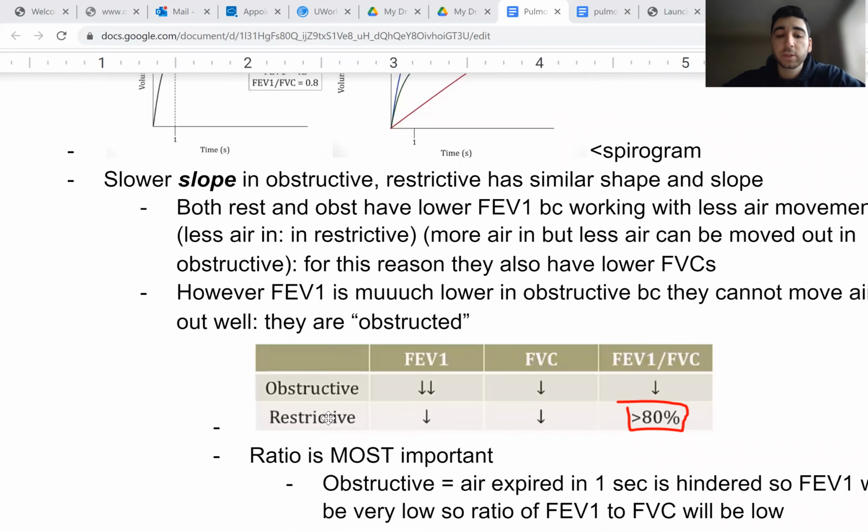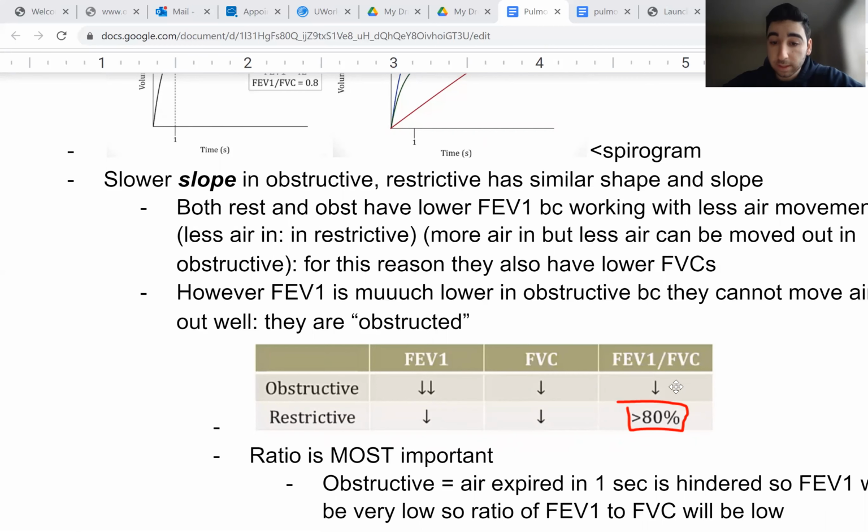So you can see here that restrictive disorders have an FEV1 over FVC of over 80%, which is 80% is normal and over 80% is higher than normal. So the rate at which they can expire in a restrictive disorder, compared to the FVC, the forced vital capacity, or the amount of volume they can hold in their lungs, is going to be elevated because they can still expire quickly, but the amount of air they can expire is low as well.